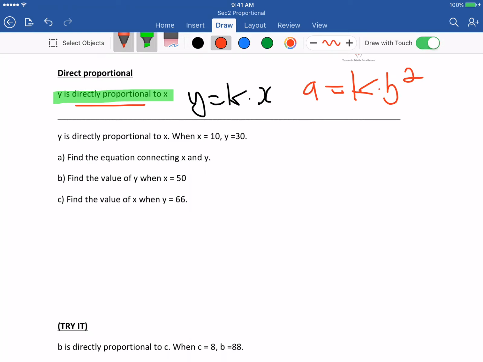Okay, let's read the question first. Y is directly proportional to x. When x equals 10, y equals 30. Find the equation connecting x and y.